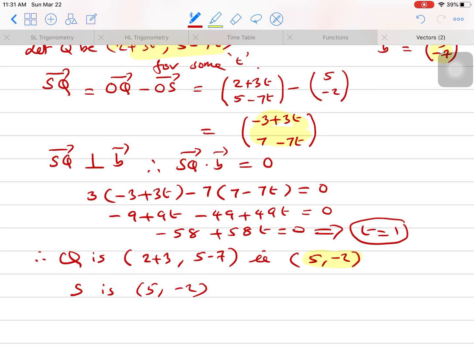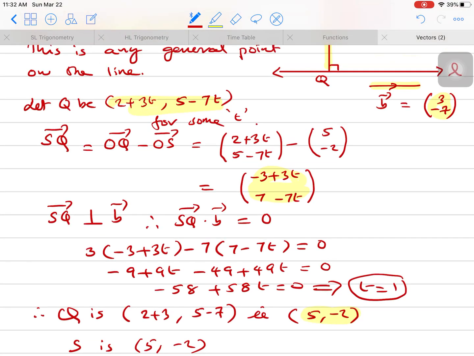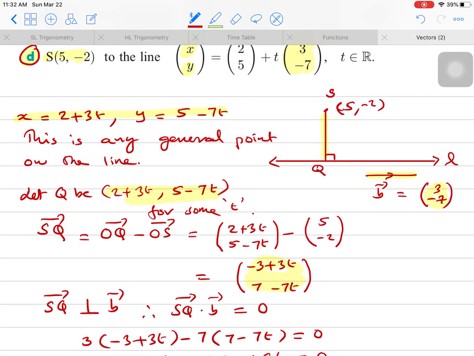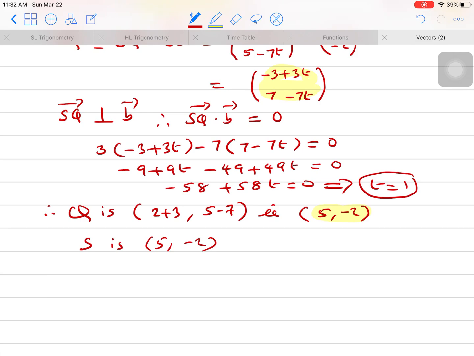Very strange, the 2 points happen to be the same. That basically means the point S lies on the line. We can quickly check whether it is true. If t is equal to 1, x is 5 and y is minus 2. Yeah, that's true actually. So S is this.